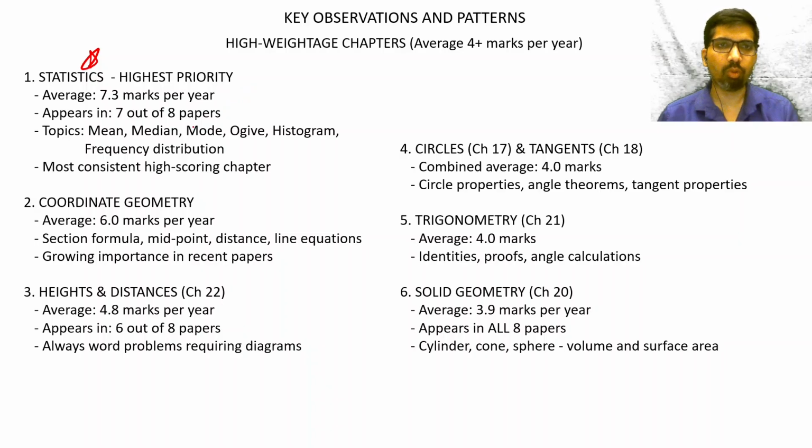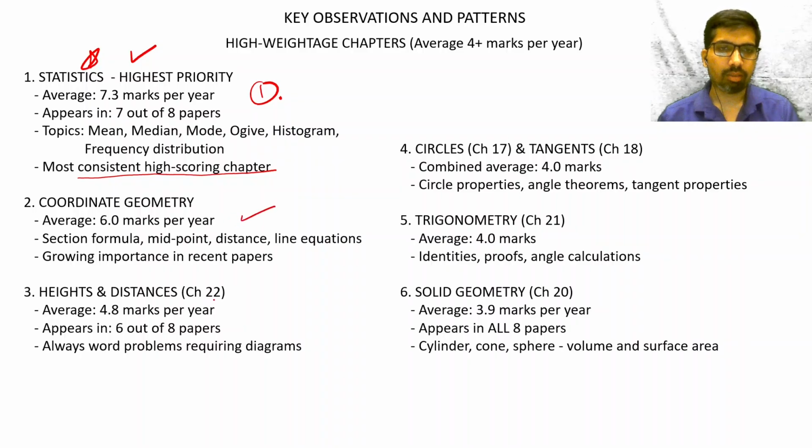We have mean, median, mode, ogive, histogram, frequency distribution. This is the most consistent, high scoring chapter. So first, please do this chapter. This is the most important chapter. Next, we have coordinate geometry. Over here, you have midpoint, distance, line equations, and so on. So this is very important. It's very easy and very scoring.